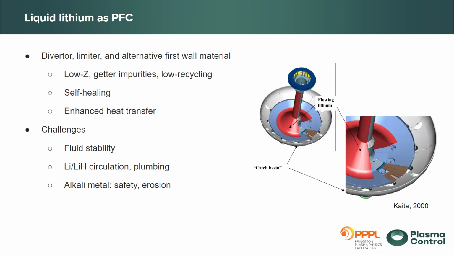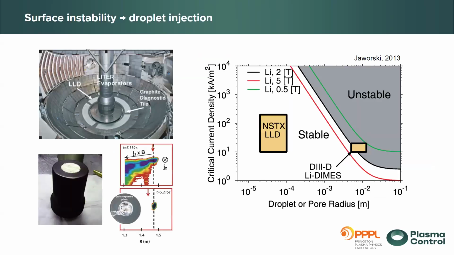In addition, we're also facing challenges of how to circulate lithium and lithium hydride, and also how to plumb the systems. We need a reliable, large scale, safe plumbing system for all the lithium's input and output. Also, lithium is an alkaline metal, which reacts with liquid water, nitrogen and a lot of other chemicals, which raises safety concerns and may increase erosion or corrosion issues.